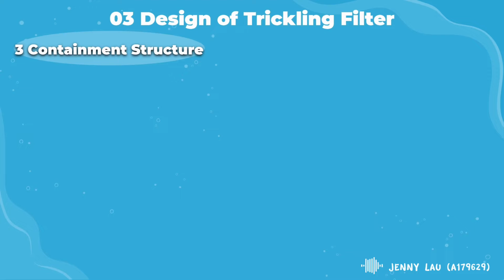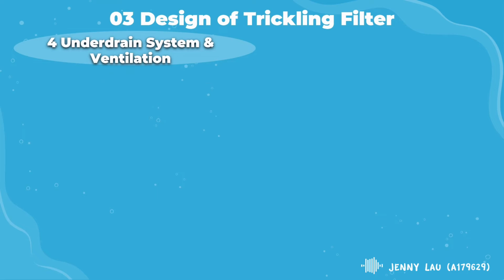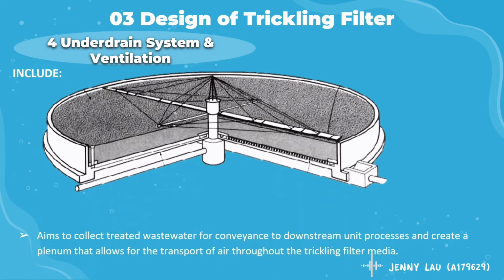Thirdly, containment structure is vital for supporting the filter media by avoiding wastewater flushing and for wind protection. For non-self-supporting filter media such as rock and random plastic, precast or formed concrete tank will be used as containment structure. For self-supporting filter media such as plastic modules, wood, fiberglass, and coated steel will be used as containment structure.